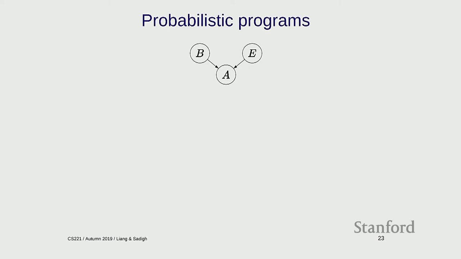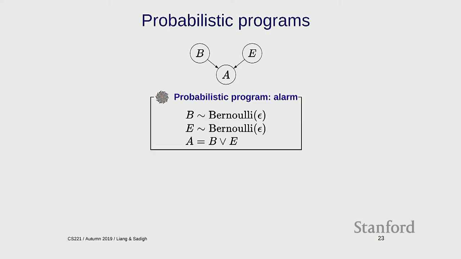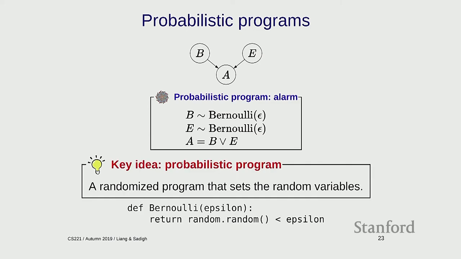Or I can think about this as a probabilistic program. What I'm going to write down is a very simple program that has three lines, one for every variable. The first line is B is drawn from Bernoulli epsilon. This notation just means B is set to a random value that has a distribution Bernoulli epsilon. And same with earthquake. And then finally, I set A equals B or E. So the idea here is that a probabilistic program is simply a program with randomness in it that, when you run it, sets the random variables.